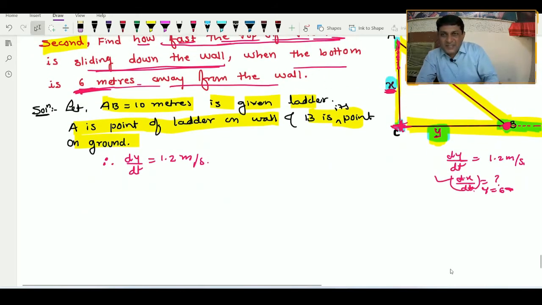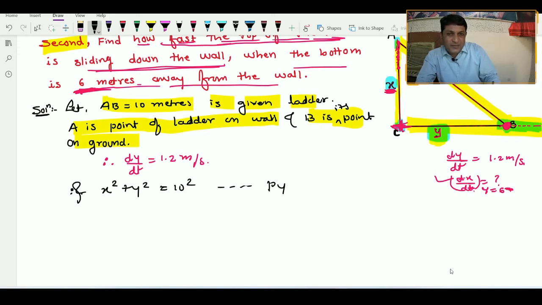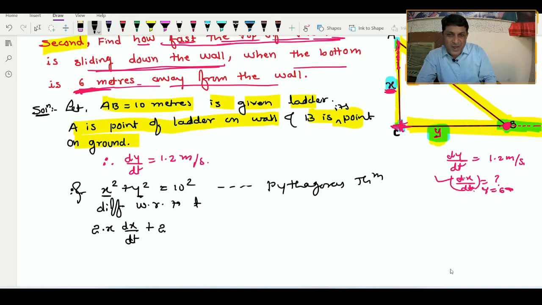From this figure, can I say that according to Pythagoras theorem, x square plus y square is equal to 10 square. This result we are getting by applying Pythagoras theorem. Now we are differentiating it with respect to t. What is the derivative of x square with respect to t? First take the power of x as a coefficient, decrease its power by 1, then the derivative of x with respect to t is dx by dt. Derivative of y square with respect to t: first take the power of y as a coefficient, decrease the power of y by 1, into the derivative of y, which is dy by dt. On this side the derivative of 10 square will be equal to 0.